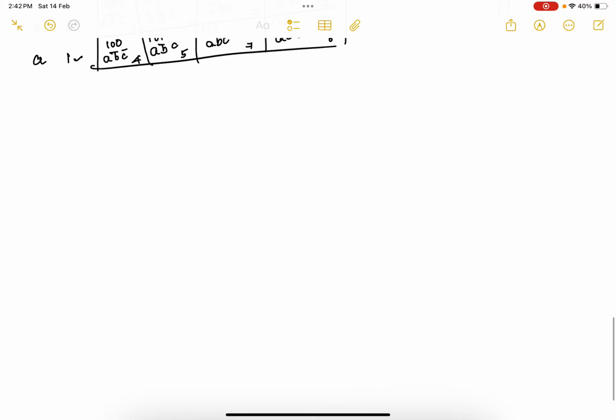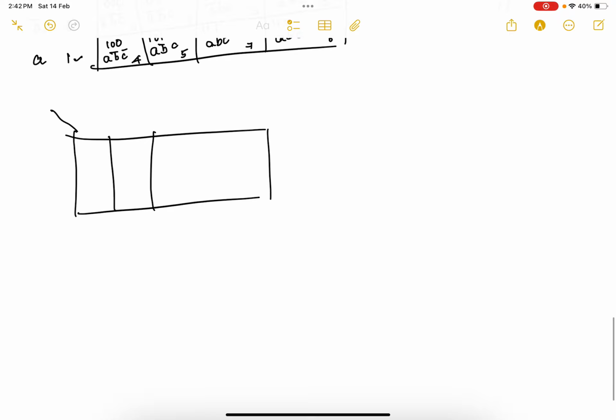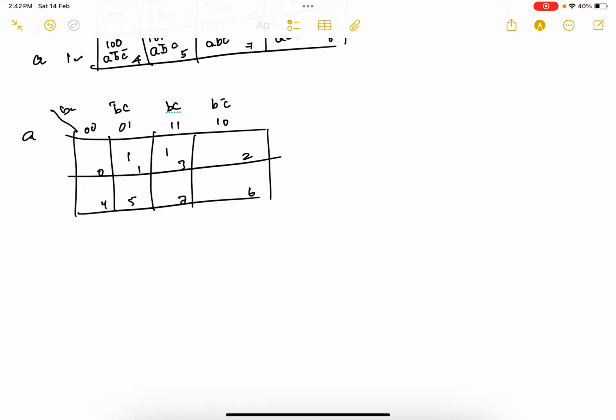Now we want to see some basic things, that is, how we are grouping the cells. The cells are numbered, all of them. Here I am having A and here BC. For example, the column 00 means B bar C bar, 01 is B bar C, 11 is BC, and 10 means B C bar. And this is A bar, A.